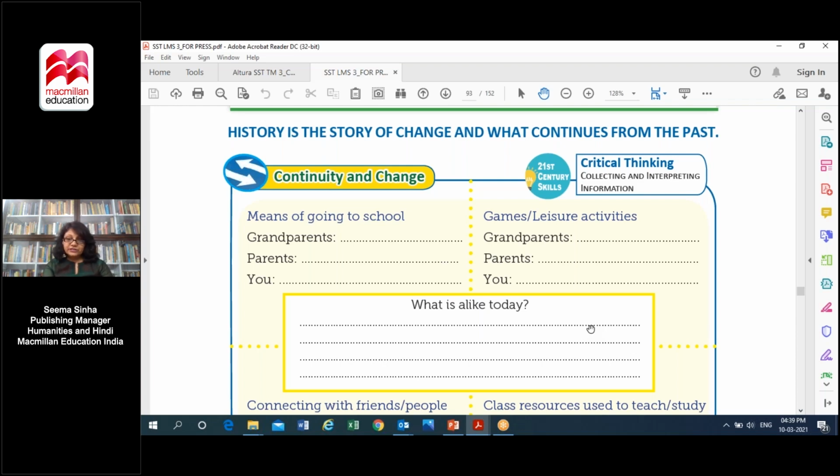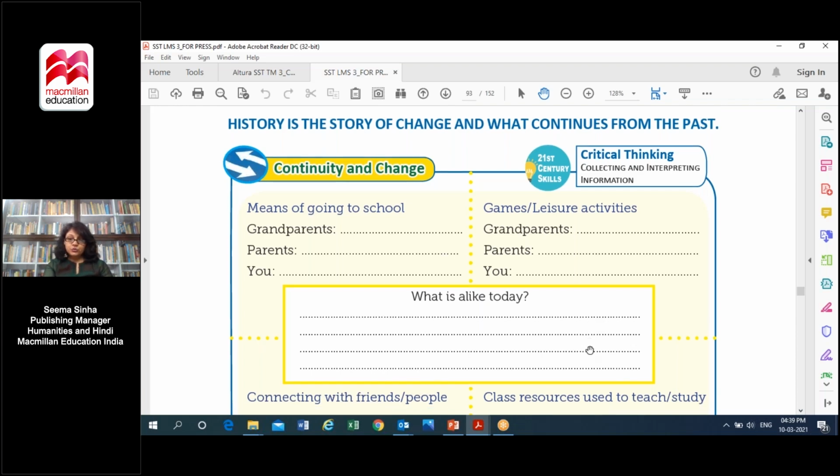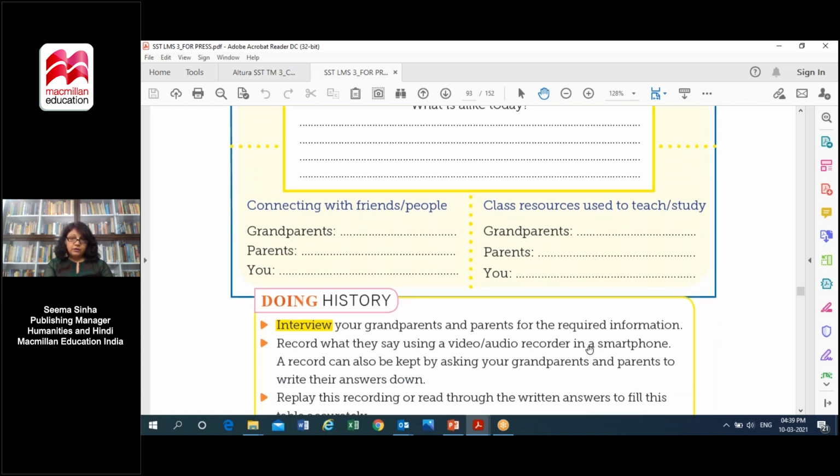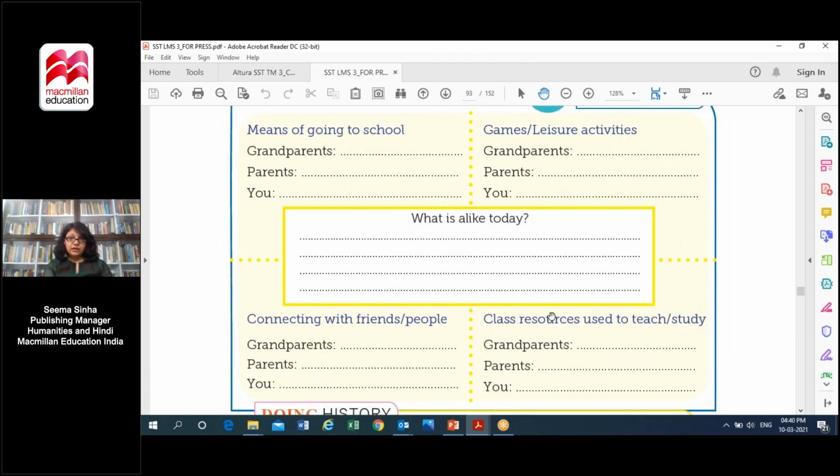The stage 1 of experiential learning is concrete experience, which brings us to this activity, which is rightly called doing history. You will see that it leads to a great learner's engagement. Now, interview your grandparents and parents for the required information, which is means of going to school, games, and leisure activities, connecting with friends, people, class resources used to teach study, how it was in their grandparents' time, their parents' time, and in their own time.